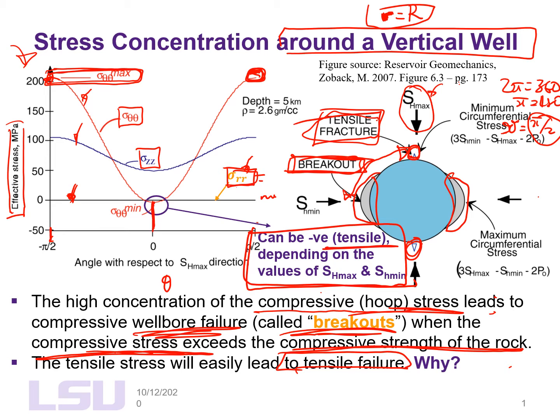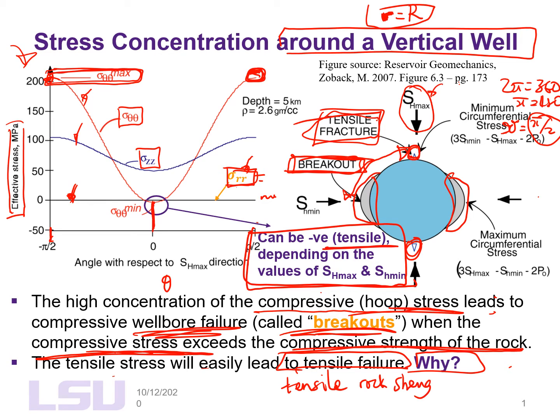And as soon as it becomes negative, we just assume, yeah, you will easily form drilling induced tensile fractures. Why? Because of the tensile strength of the rock, right? We've talked about different types of rock strength: compressive rock strength, tensile rock strength, and frictional rock strength. So here we're talking about tensile rock strength.